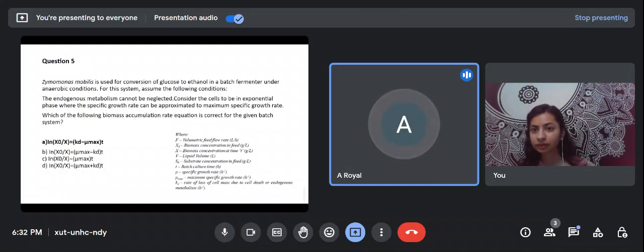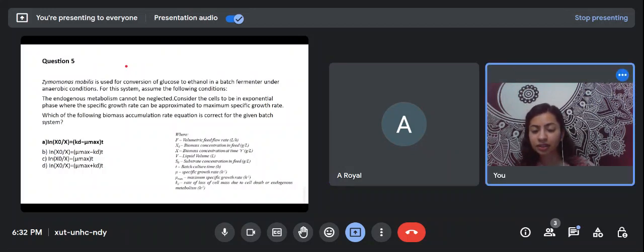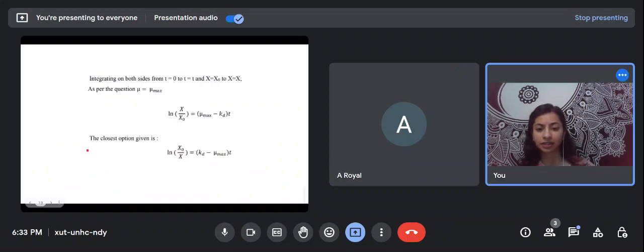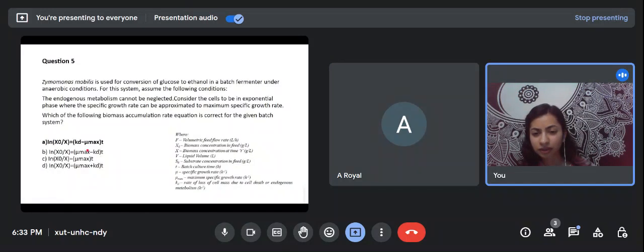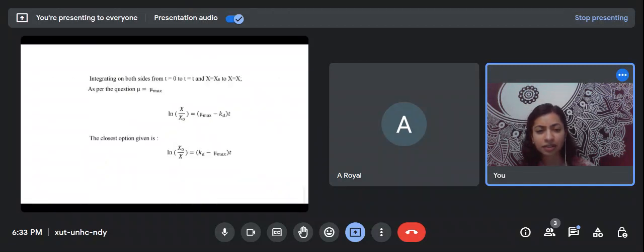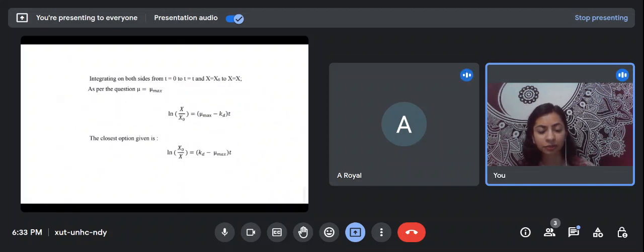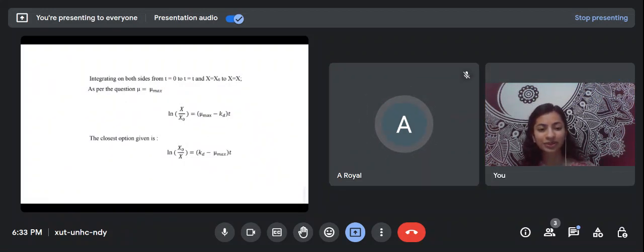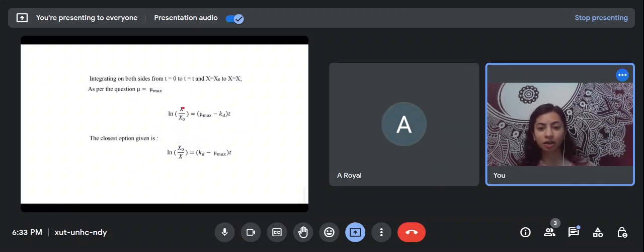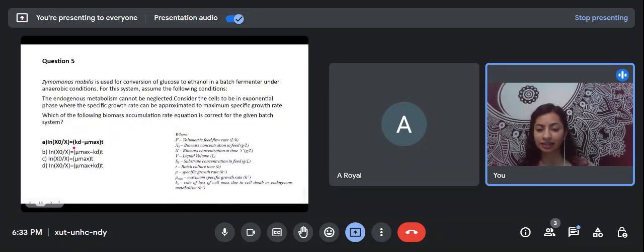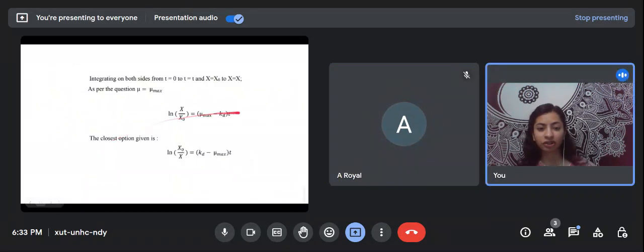Is correct. ln x naught by x, because that's mu max minus kd into t. So option B, maybe the problem is mu max by minus. Okay, sorry, no problem. So the thing is, since option A and B both have x naught by x, right? Okay, so fine, you have to reverse this also.